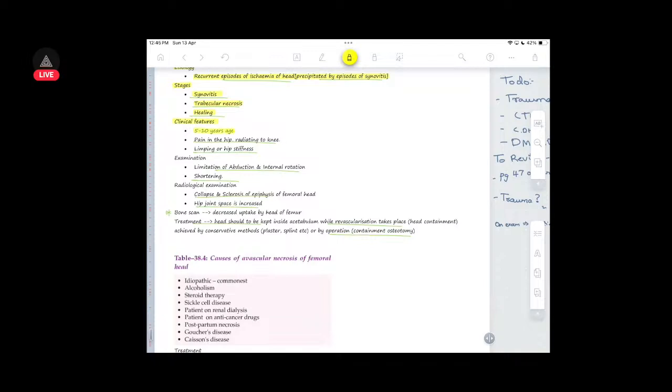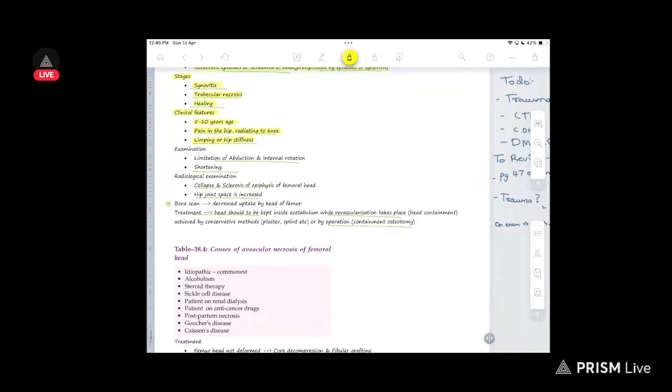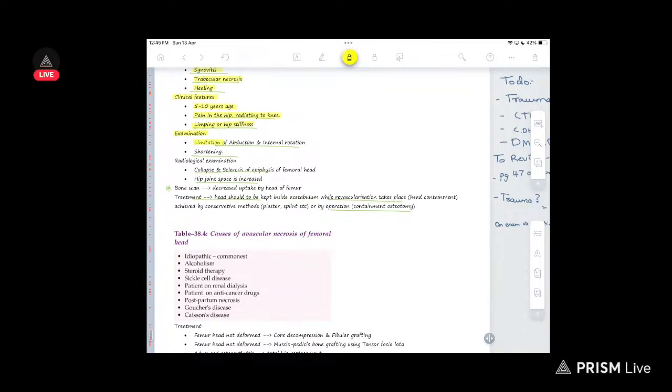Clinical features: a patient 7 to 10 years of age has pain in the hip radiating to the knee, and limping or hip stiffness. On examination, you will have limitation of adduction, abduction and internal rotation. There is shortening. On radiological examination, you will have collapse and sclerosis of the epiphysis of the femoral head. Hip joint space will be increased.